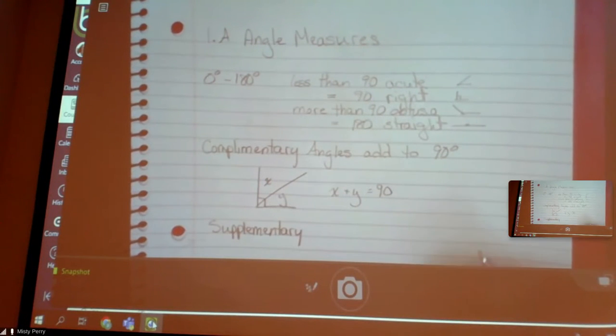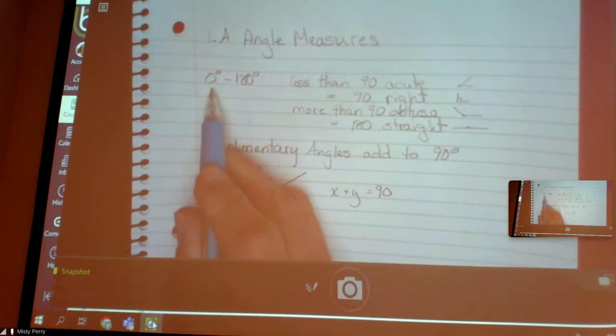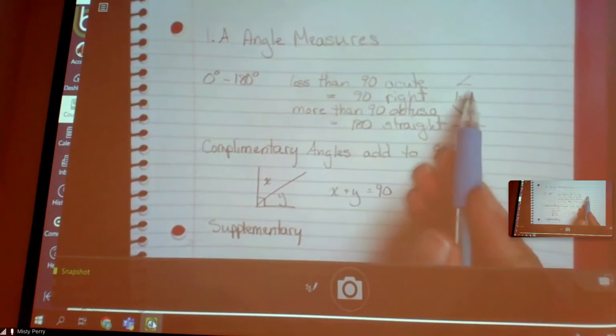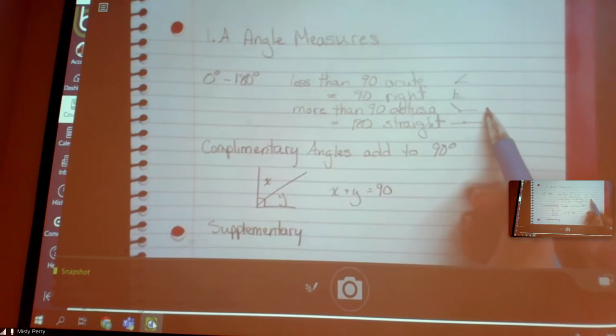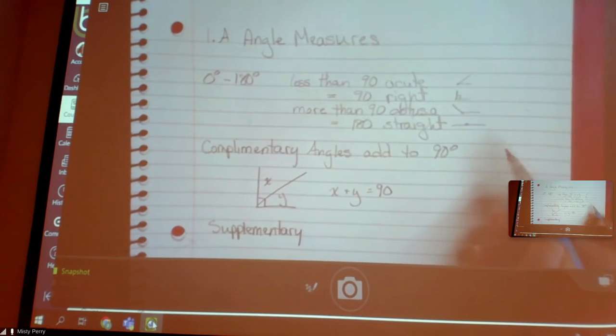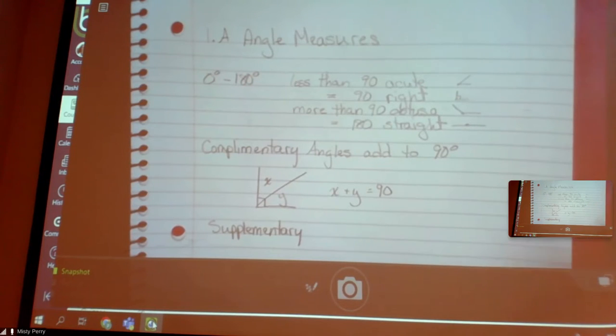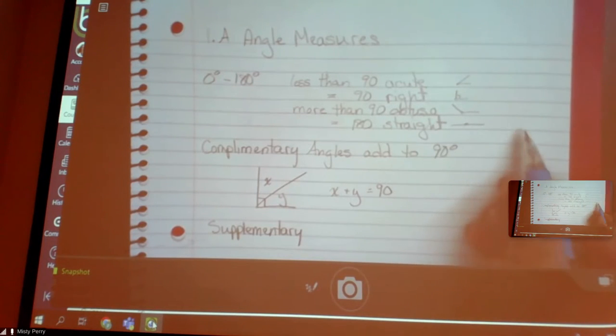Okay, so here's some notes. I have angles between 0 and 180. This is what an acute angle looks like. A right angle will be shown like this. Obtuse will look like this. A straight angle is basically a straight line. It's 180 degrees.